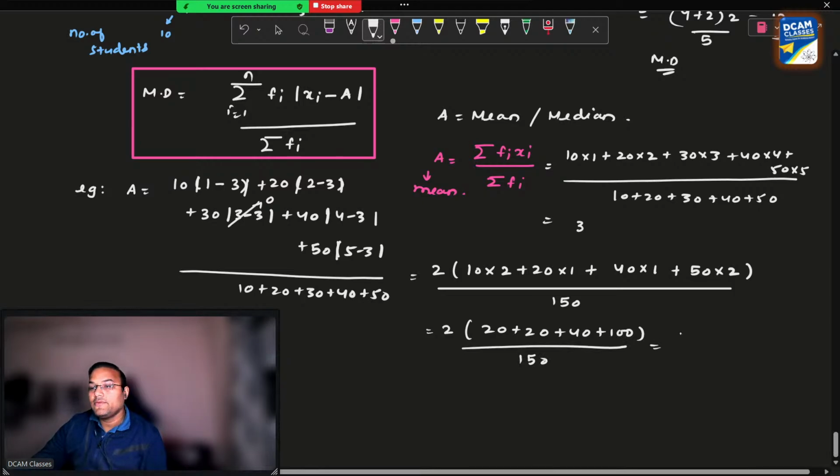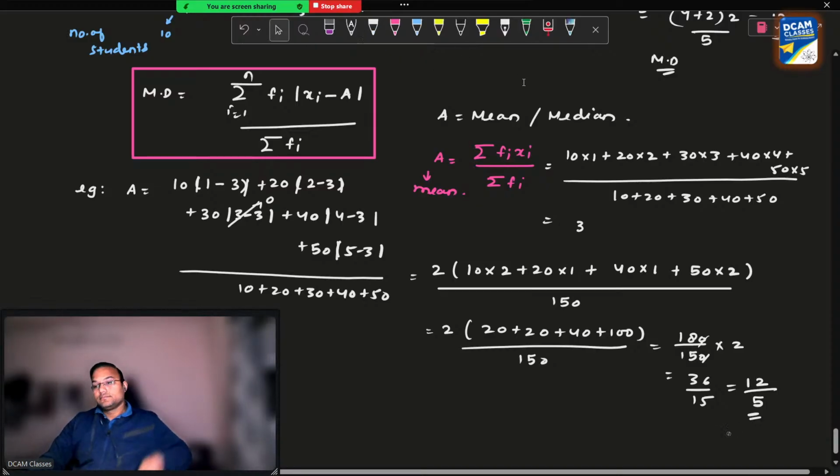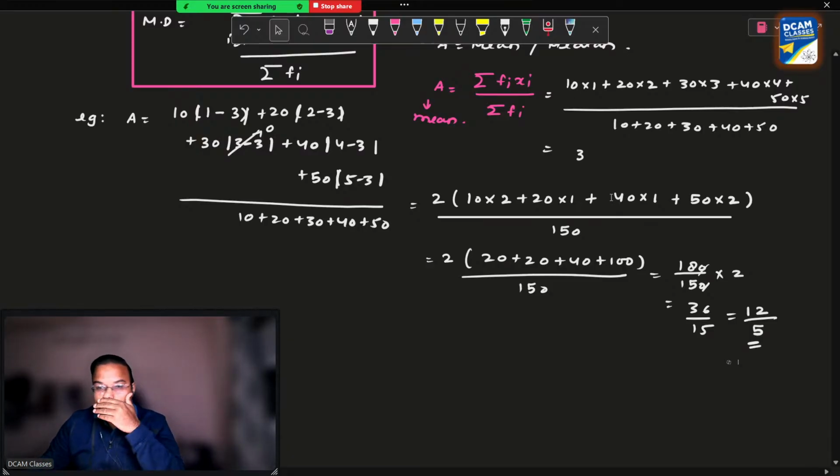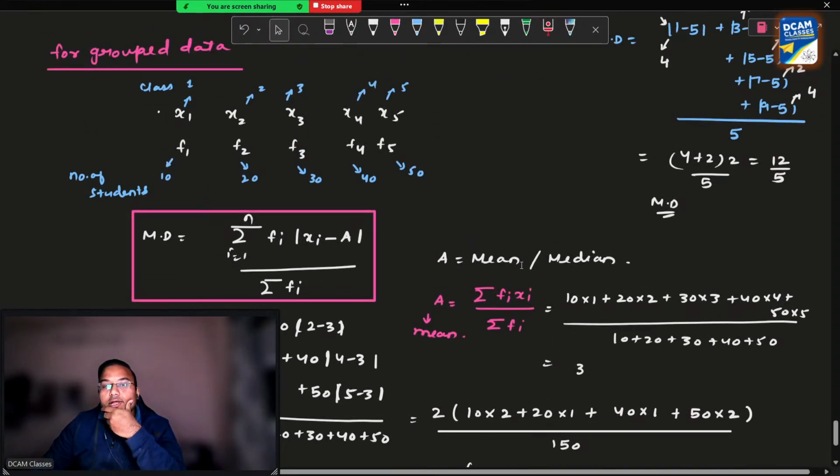180 by 150, 180 by 150 multiplied with 2, answer 36 by 15. Further, 12 by 5. Okay, this is how we calculate mean deviation for the group data.